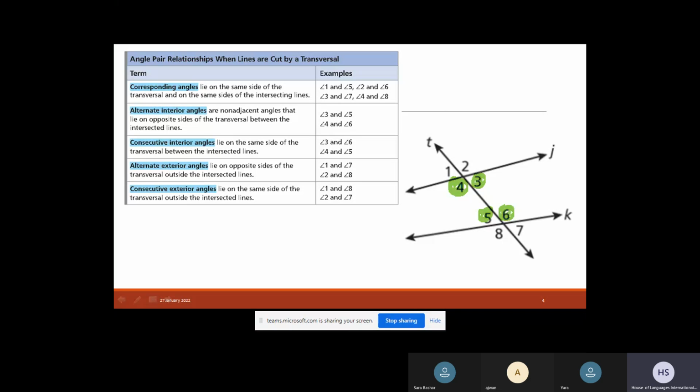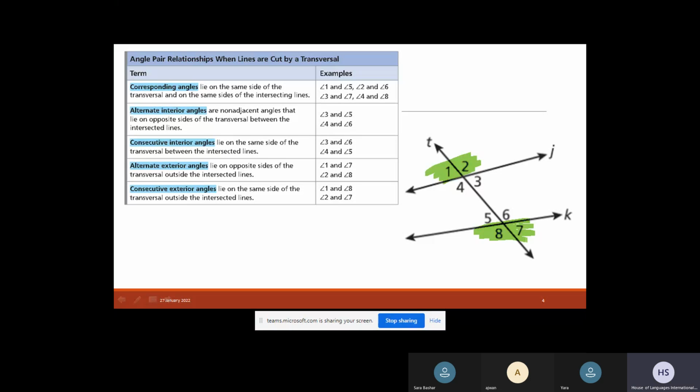Yes, exterior. Alternate, exactly. So I want now to analyze the words. The second one here: exterior. What do I mean by exterior? Outside. So I put my eyes now on the outside angles. What are the outside angles? 1, 2, 8 and 7. These are outside. Is there anyone who didn't understand what I mean by outside angles? They are very, very important.